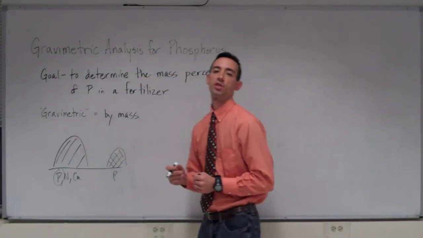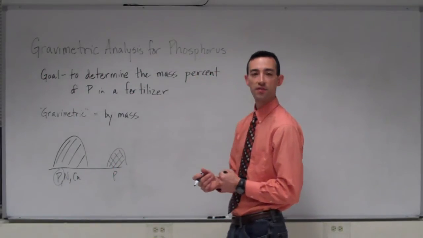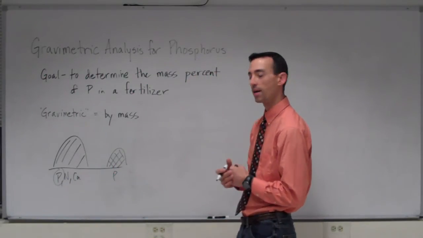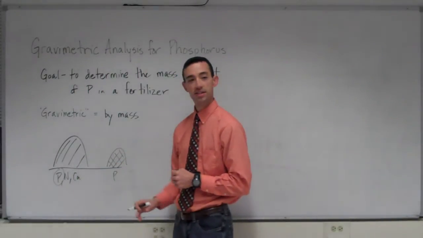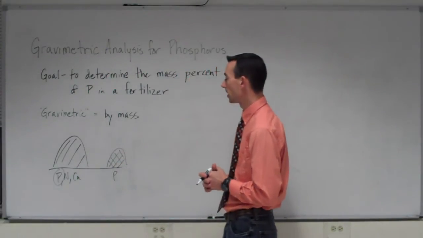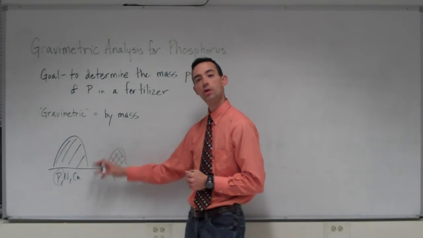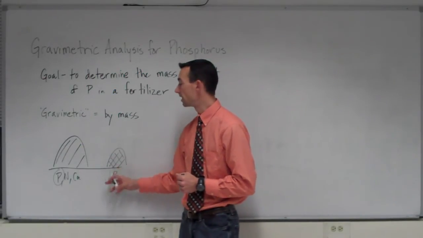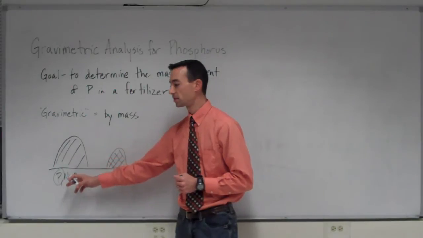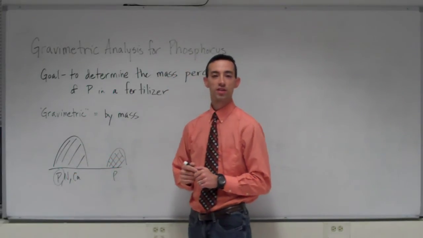We are unable to just extract the pure phosphorus and weigh how much phosphorus was in the sample. So we'll have to do a little bit of stoichiometry to relate the content of phosphorus in our new compound that we formed, and thus determine how much phosphorus was in our original sample.